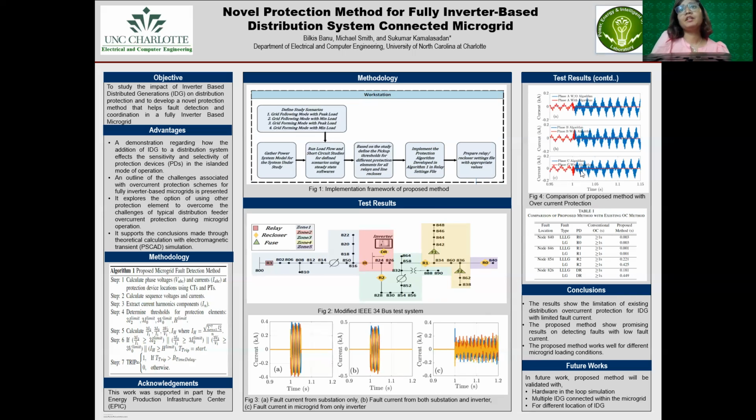In Figure 4 we are showing the comparison of the overcurrent protection and our method. We can see from the graph that without the algorithm the fault current was not large enough and the fault was not detected. However, as soon as we give this algorithm to the relay, it was able to detect and isolate the fault. We also did different fault locations and different types of faults, and you can see that our proposed method was able to detect the fault much earlier than the conventional overcurrent protection method.